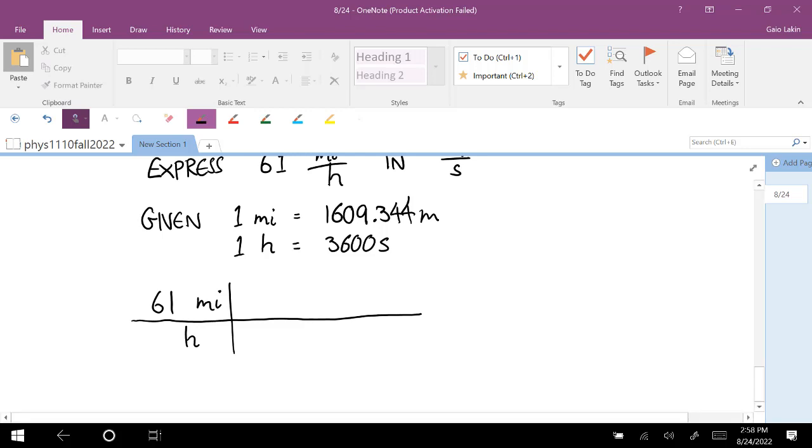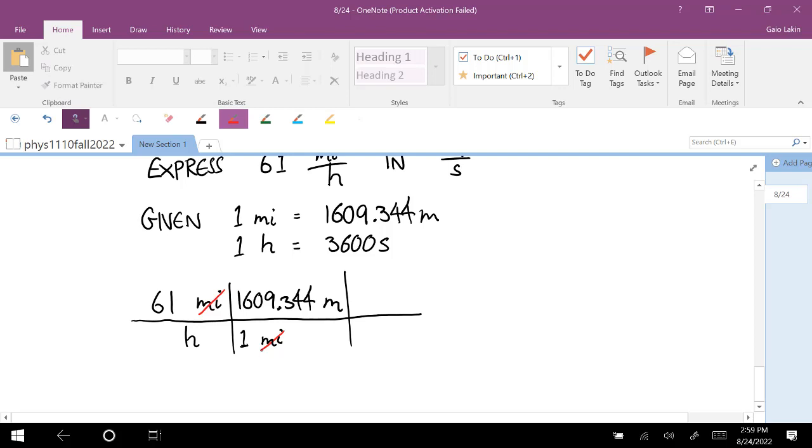That's right, exactly. So we want to get rid of the miles, and to get rid of these miles in the numerator, we have to have miles in the denominator. So we're going to multiply by, in the denominator, 1 mile. In the numerator, we'll have 1609.344 meters. And you can see that it works out, those two cancel.